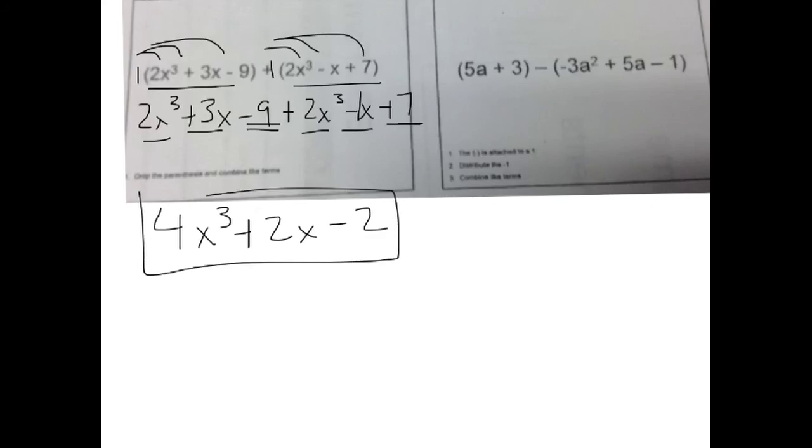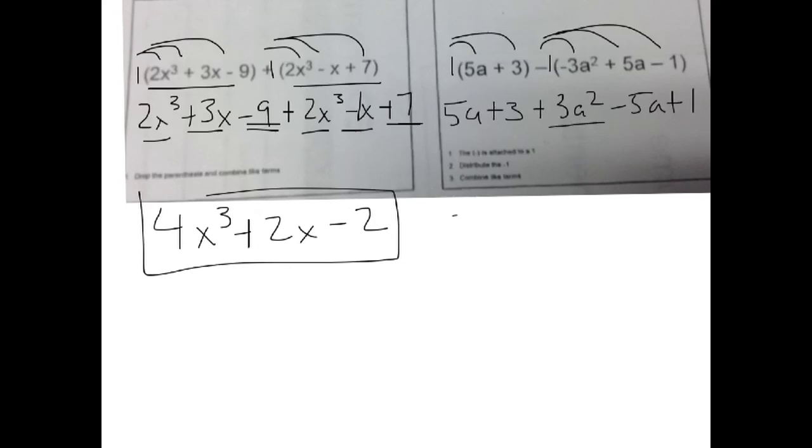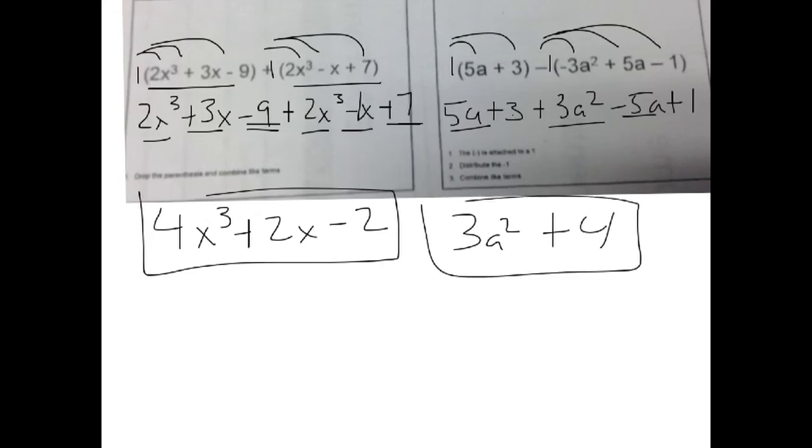The difference in this second one over here is you're distributing a 1 here and nothing happens. But here you're distributing a negative 1 and that does cause something to happen. It causes everything to change sign. So negative 3a squared becomes positive 3a squared. Positive 5a becomes negative 5a. And negative 1 becomes positive 1. And then we start looking for the biggest one. It's 3a squared. 5a minus 5a, those cancel out. 3 plus 1 is 4. No other like terms. I'm done.